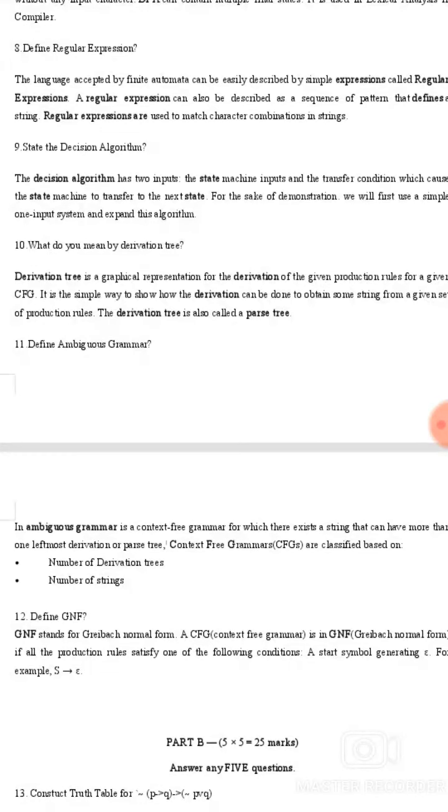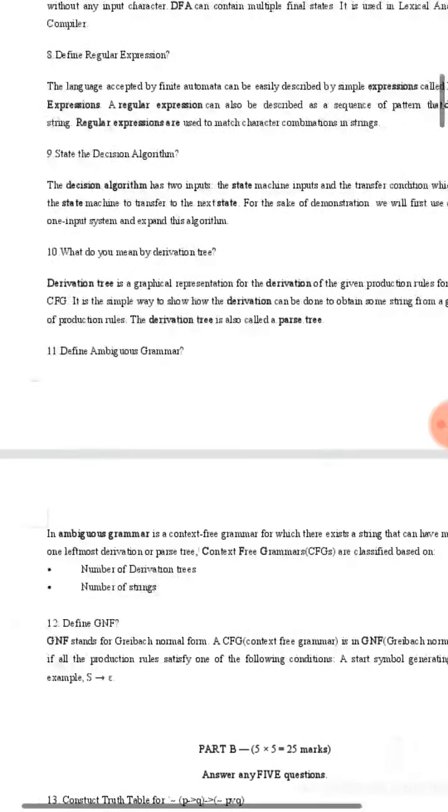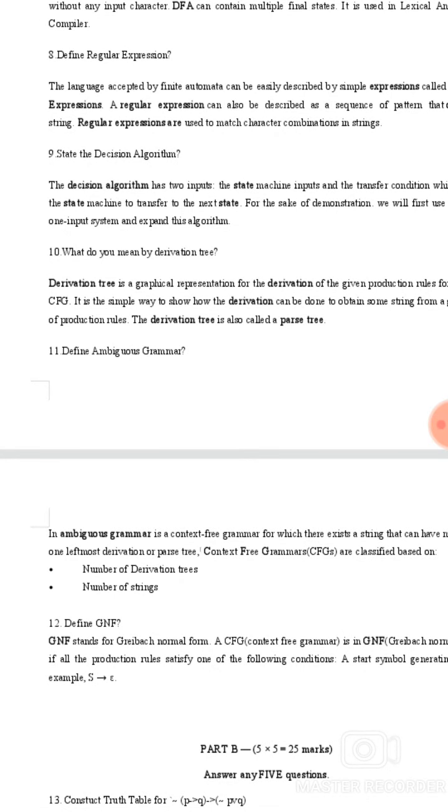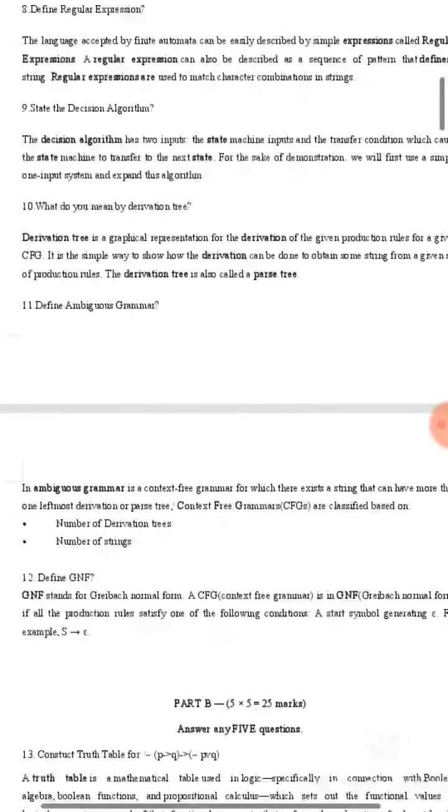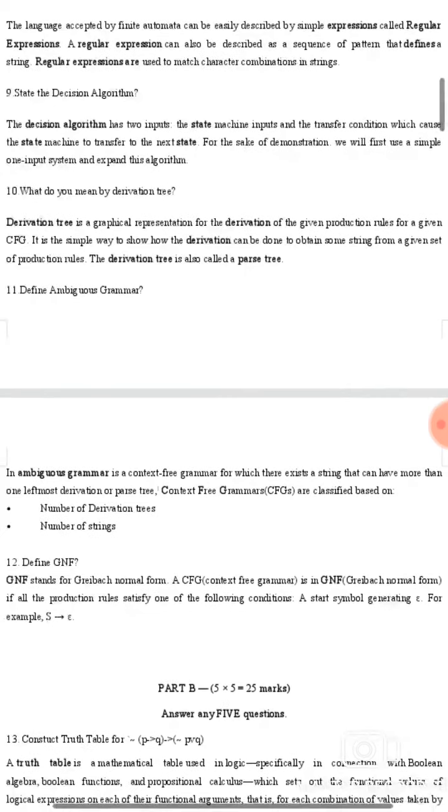Define regular expression. The language accepted by finite automata can be easily described by simple expressions called regular expressions. It can also be described as a sequence of patterns that define a string. State the decision algorithm. It has two inputs: the state machine inputs and the transfer condition which causes the state machine to transfer to the next state.